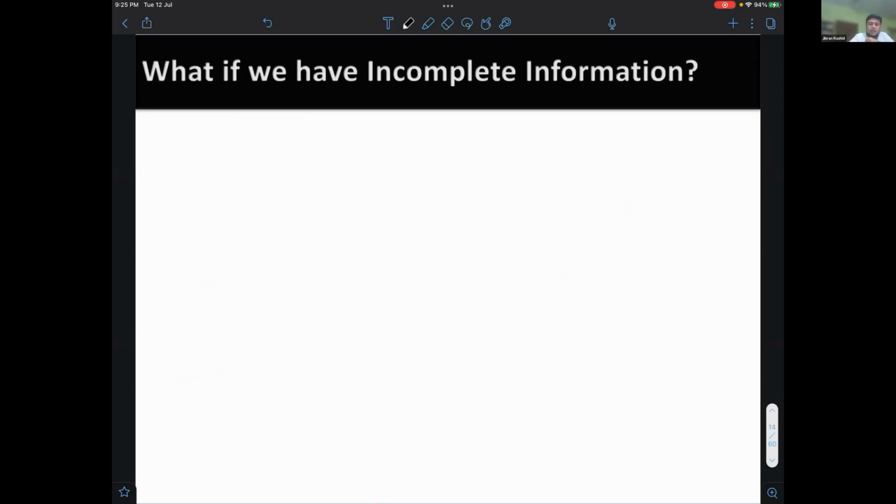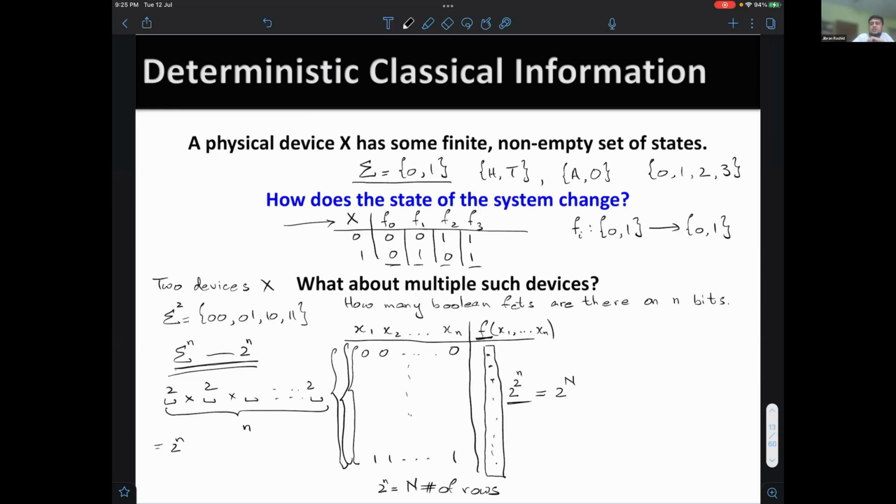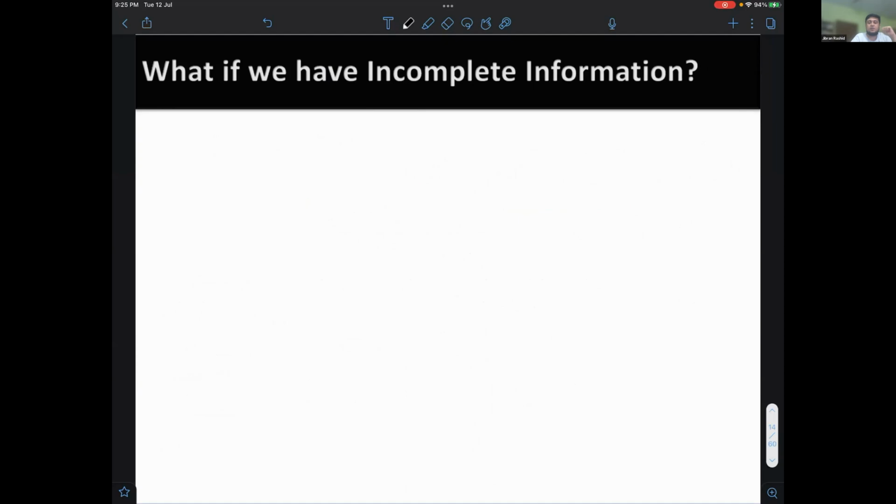All right. Now, everything that we've discussed on this slide was with perfect information, with certainty of knowledge. Everything was deterministic. If I have this input, and if I know my function, then I know certainly what my output is. But naturally, in real life, things are not certain. And so we have incomplete information in terms of the physical device that we might be interacting with, and so on.